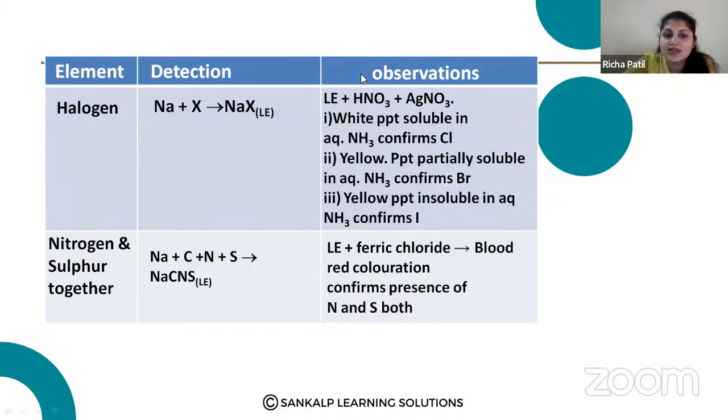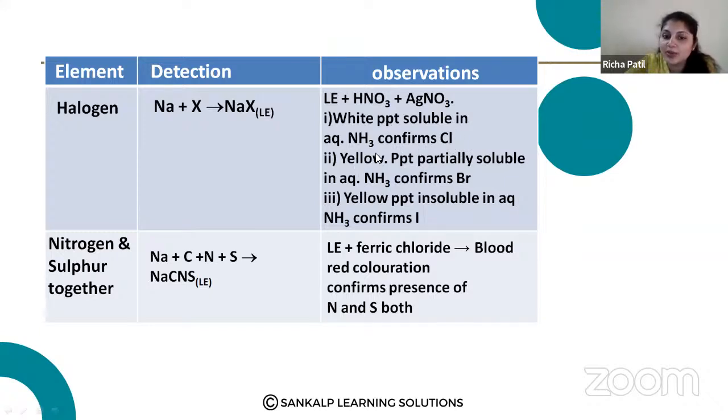Then for halogens, Lassaigne's extract plus HNO3, nitric acid, plus AgNO3, silver nitrate. If you get a white ppt that is soluble in aqueous ammonia, this confirms Cl minus, the chloride ion, is present.